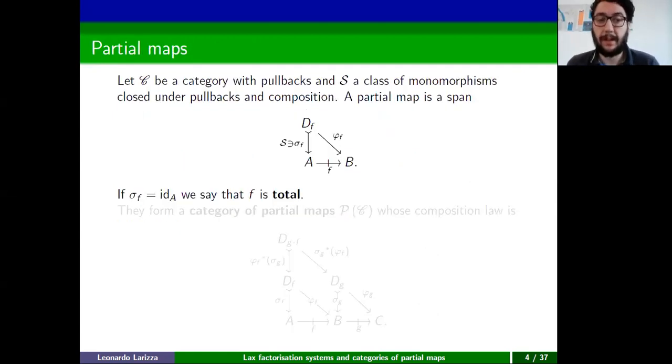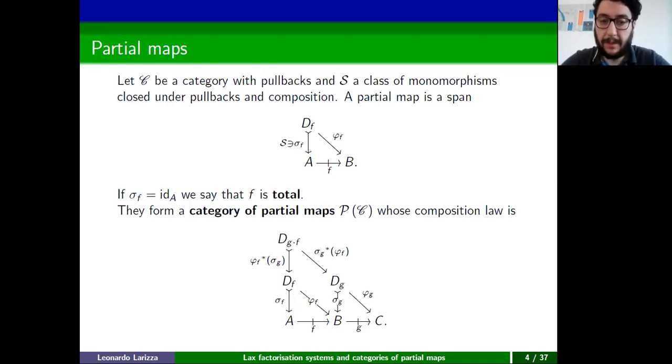Then, considering a category C with pullbacks and a class of monomorphisms S, which is closed under pullbacks and composition, usually a partial map is defined as a span, as in the diagram, of two morphisms, the first one being in the class S, while the other one is a general morphism in the category C. I will use this notation sigma, phi, and d to denote the domain component and the function component of a partial map. In particular, whenever the domain component is an identity or an isomorphism, we say that the partial map f is total.